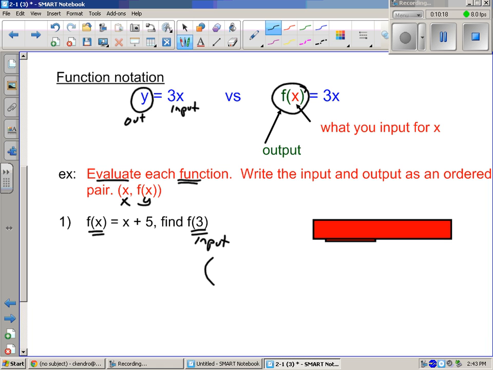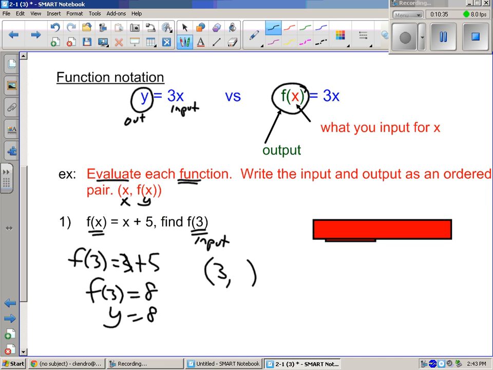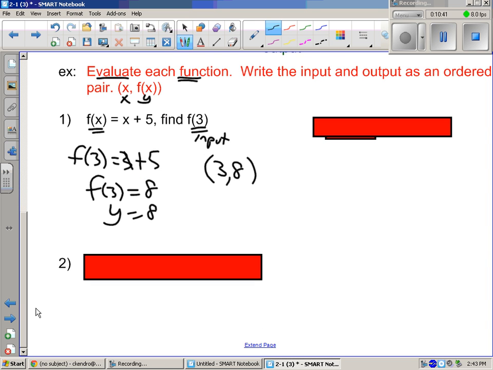Okay, when I go to write an ordered pair, my input is going to be in there already. So I already know what my x part of my ordered pair is. So I'm going to do f of 3 equals 3 plus 5. So f of 3 equals 8. Another way to say that is that y equals 8. So I put that over here. You've got your ordered pair. And really, it hasn't changed a whole lot.